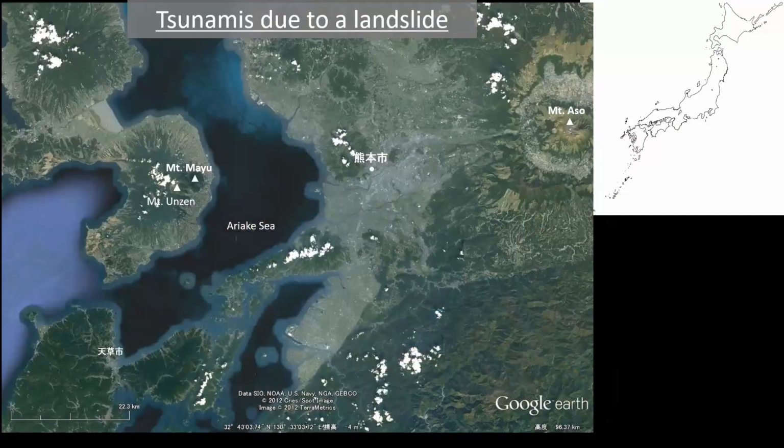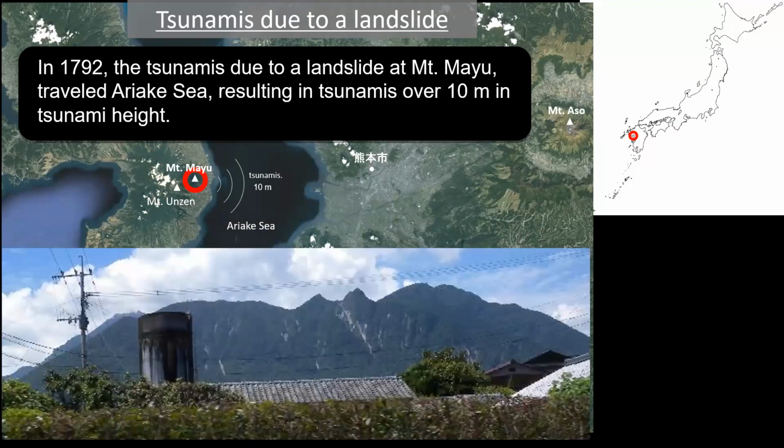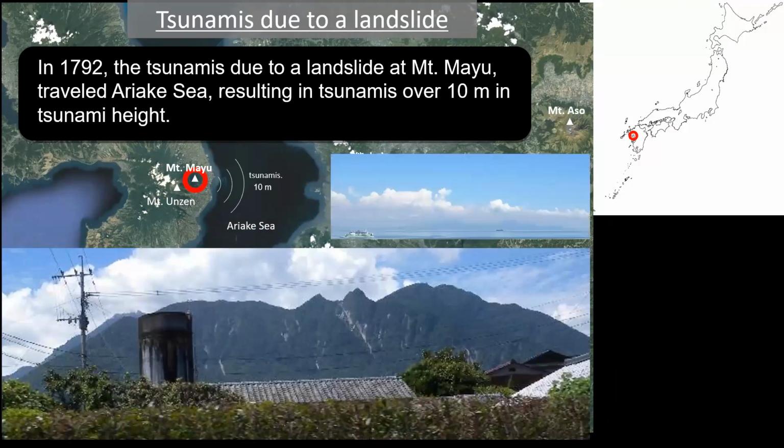This site is here in Japan, and here is Mount Mayu. In 1792, the tsunamis due to a landslide at Mount Mayu traveled across the Ariake Sea, resulting in tsunamis over 10 meters in tsunami height. This photo shows the seaside slope of Mount Mayu, and the opposite side of the Ariake Sea was severely damaged.